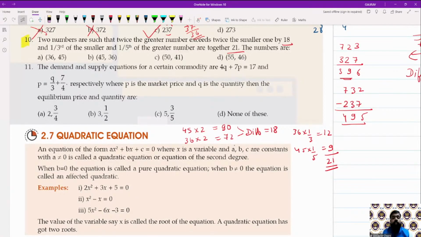Now, in question number 10, there is one option 36 and 45, and another 45 and 36. The question hasn't given any sequence, like we have to write the smaller number first and then the bigger number last. So you can choose either option. Both will be correct in this case, because A and B are exactly the same here. But if the sequence matters, like we have to write the bigger number first and the smaller after that, then we have to follow the sequence. Otherwise, there is no problem. You can choose either option. Okay.